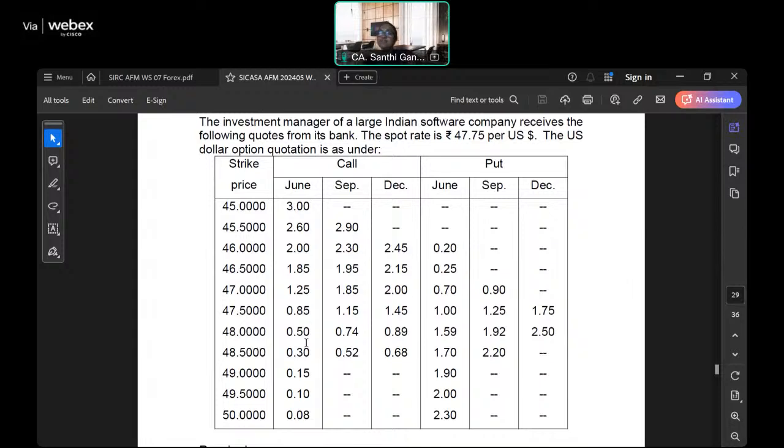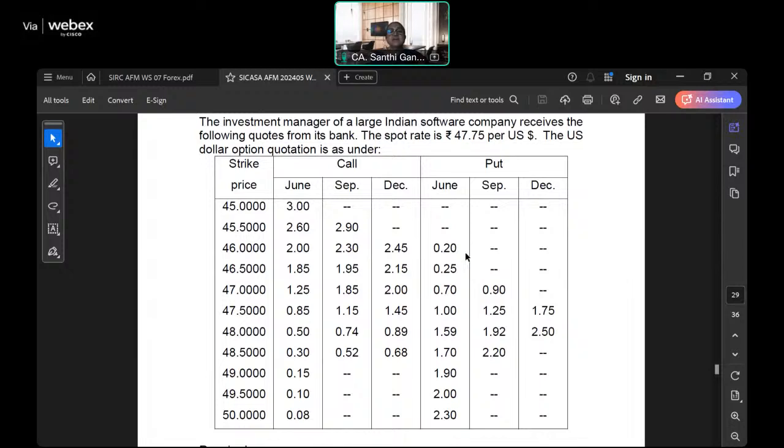So the lower the strike price, the higher will be the premium, because the intrinsic value is more. On the other hand, a put option is an option to sell. Therefore, if we are able to sell at a higher price, it is better. Therefore, the premium for a put option will keep on increasing when you have the strike price to be more. That is what we observe here. This is for call June, September, and December. Similarly, put June, September, and December.